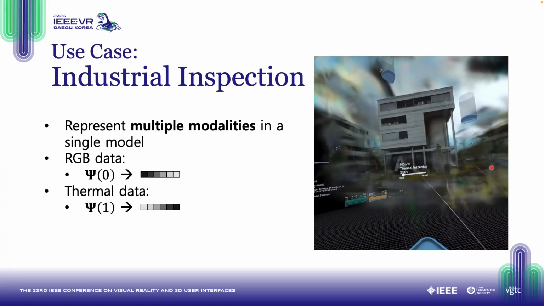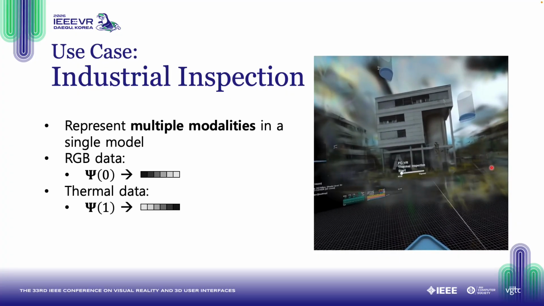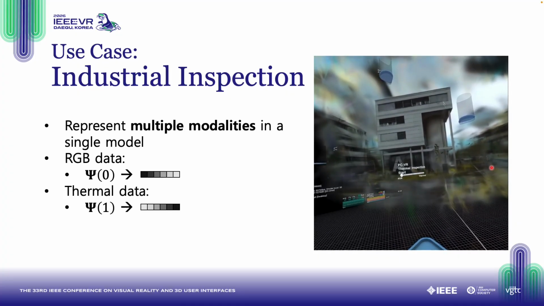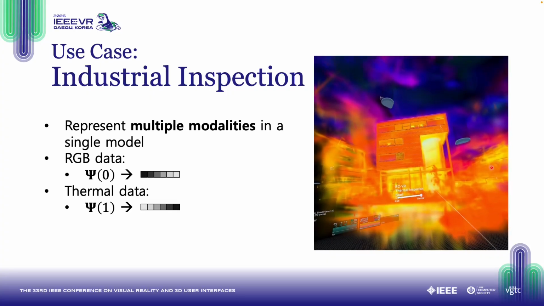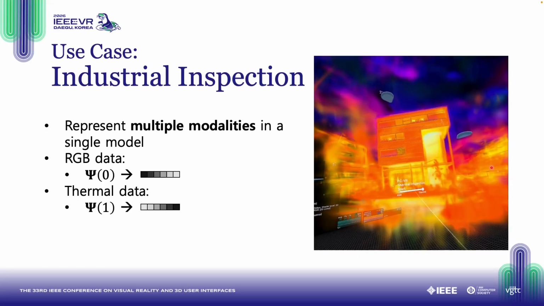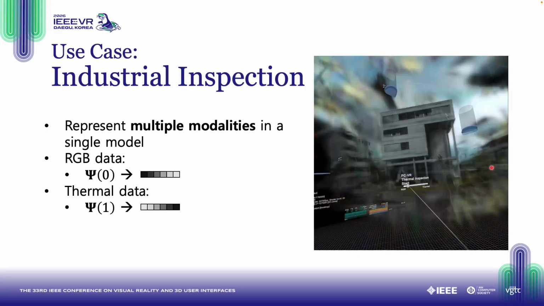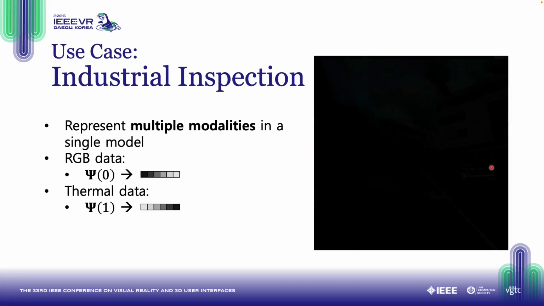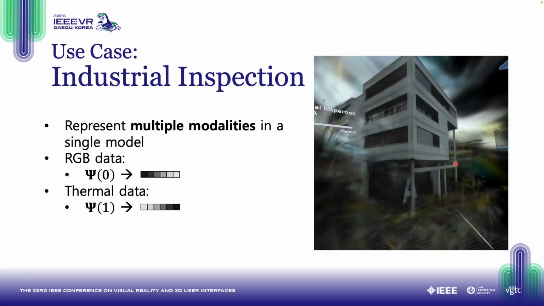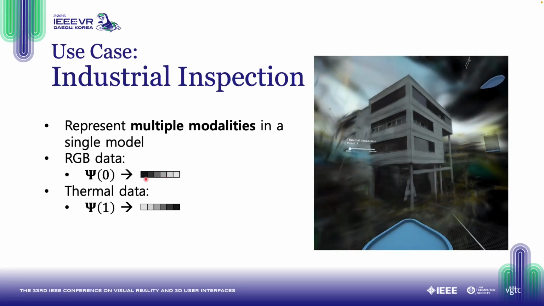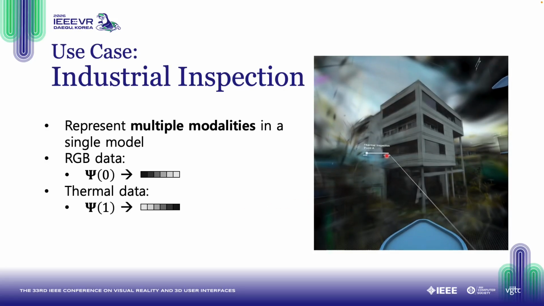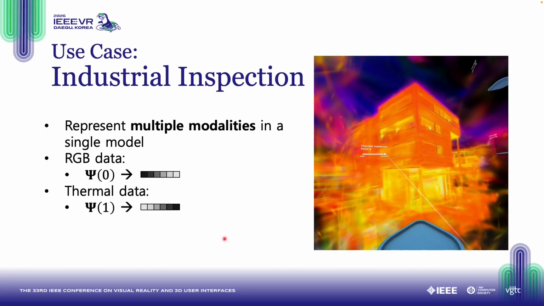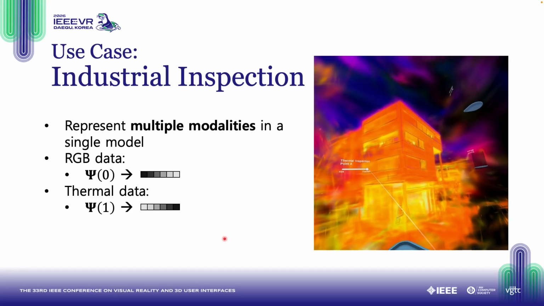Another example is industrial inspection. Previously, 2 models would be required. Now we can deploy our method on RGB and thermal data to encode both modalities within a single model. The control encoding on the 2 ends of the spectrum, namely 0 and 1, corresponds to RGB and thermal respectively. Changing it triggers a shapeshift from RGB to thermal.